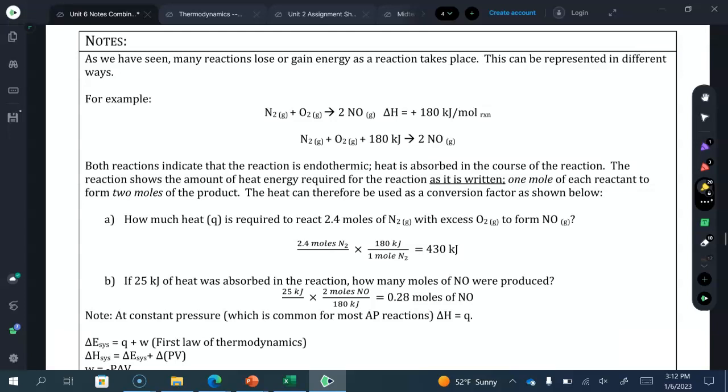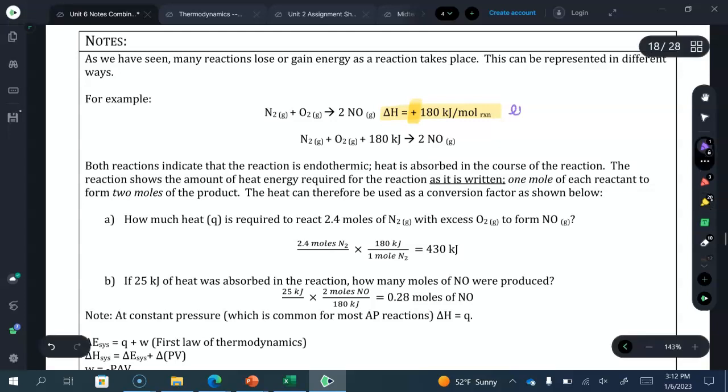As we have seen, many reactions lose or gain energy as a reaction takes place. This can be represented in different ways. For example, we have this reaction given here, and we see that we have this delta H provided. So this is the energy associated with this specific reaction. Because it is a positive value, we see this plus sign right here. That means that it is an endothermic process.